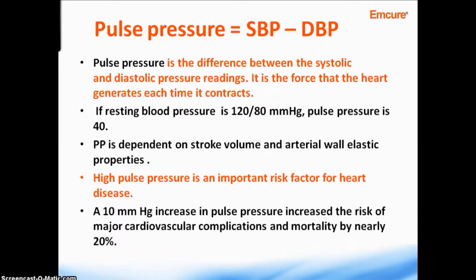Pulse pressure, as you know, is equal to the systolic blood pressure minus the diastolic blood pressure. It is the difference between the systolic and the diastolic reading. It is the force that the heart generates each time it contracts. If the resting blood pressure is 120/80, pulse pressure is 40. Pulse pressure is dependent on stroke volume and arterial wall elastic properties. Well, high pulse pressure is an important risk factor for heart diseases. A 10 millimeter increase in the pulse pressure increases the risk of major cardiovascular complications and mortality by nearly 20%.